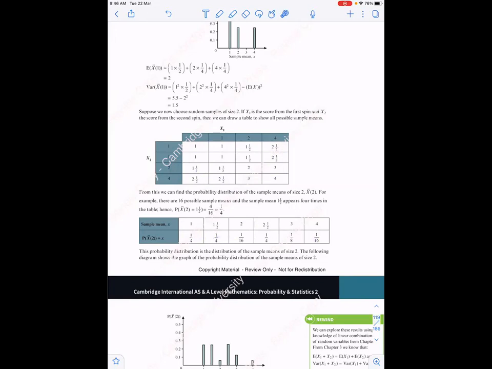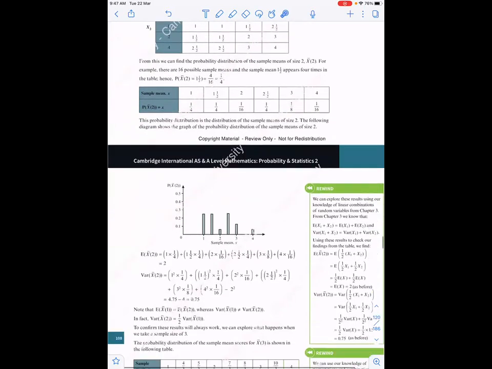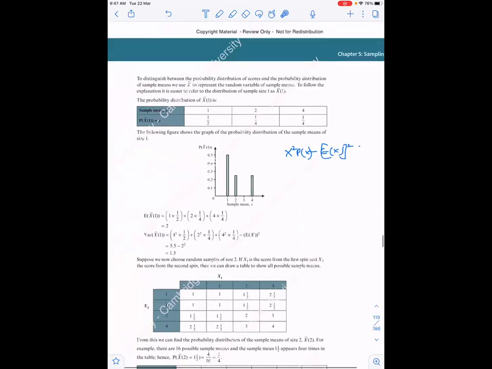So actually what we are doing is spinning the spinner twice, and whatever numbers come, we find the mean of them, and then we calculate the probability distribution of the means. This is the probability distribution of the mean. This is the whole probability distribution, and then they're calculating the mean and the variance of it. If you notice, the mean is exactly the same as the previous.